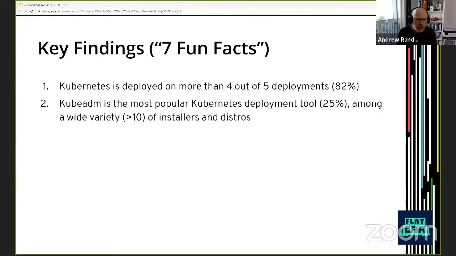We did ask people what they used to deploy Kubernetes, if they were using it, and that was all over the place. A lot of different installers, different distros, but the most popular one by far was kubeadm, which was mentioned by 25% of folks. And that's in line with things that we're focusing on to try and integrate Flatcar with upstream Kubernetes tooling, things like Cluster API as well.